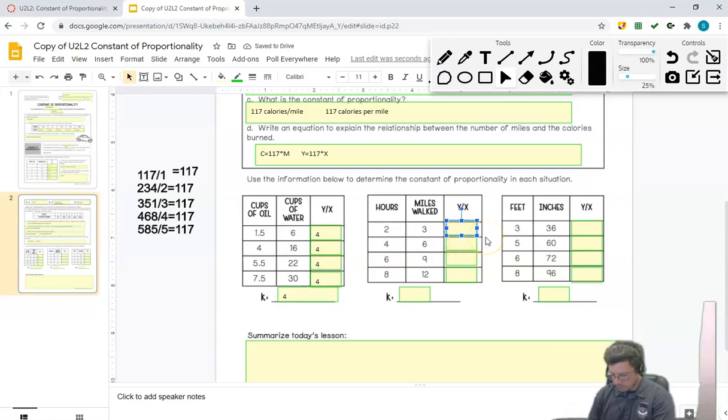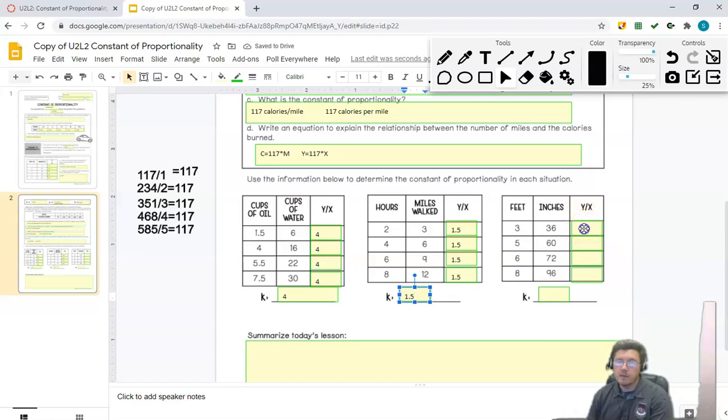3 divided by 2 is 1.5. 6 divided by 4 is 1.5. 9 divided by 6 is 1.5. And 12 divided by 8 is 1.5. So my constant of proportionality is 1.5.